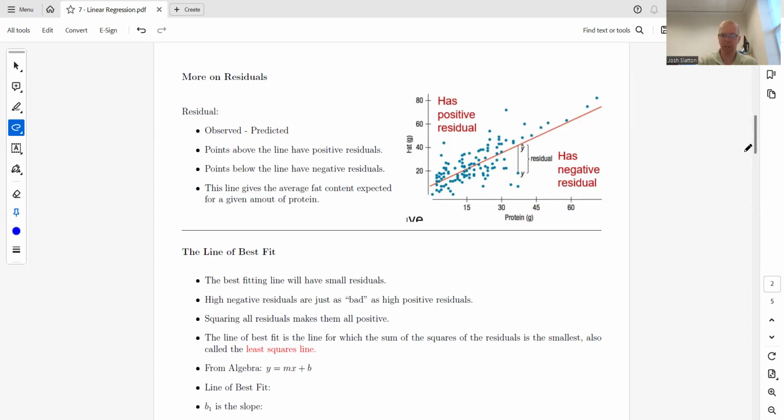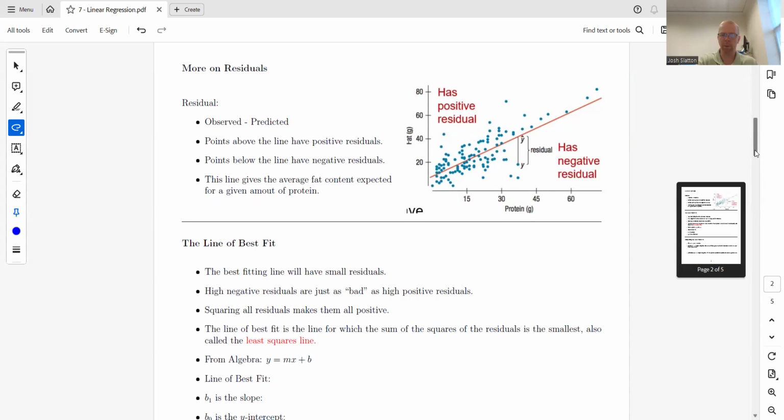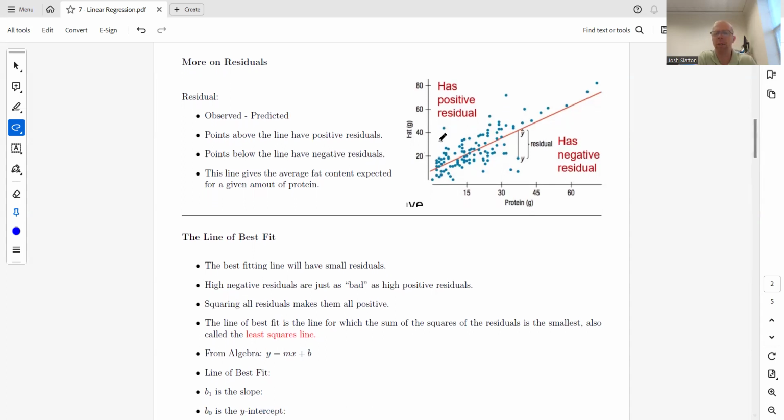So the best fitting line will have the smallest residuals. Like I showed you in the first slide, if we did a straight line like that, these would have really high negative residuals and these would have really high positive residuals. We don't really have any that are close. The best fitting line has small residuals, so we obviously want the line to be closest to all the points. High negative residuals are just as bad as high positive, particularly when we're talking about finding the line of best fit. Negatives are just as bad as positives, and we just want them to be close.